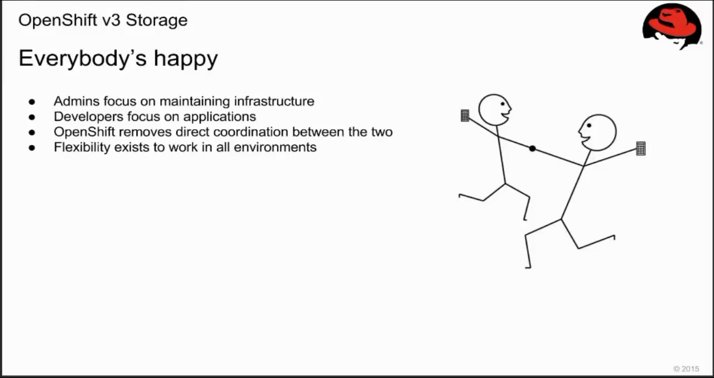We're decoupling developers from the infrastructure. Admins provision storage in the cluster, users discover and consume those storage resources, and OpenShift removes direct coordination between the two while remaining flexible enough to work across all types of environments. And that's pretty much how we're doing it. This represents the workflow, the actual user experience for both the administrator side and the application developer side. But this is our approach. I hope it made sense. I'm available to take questions.